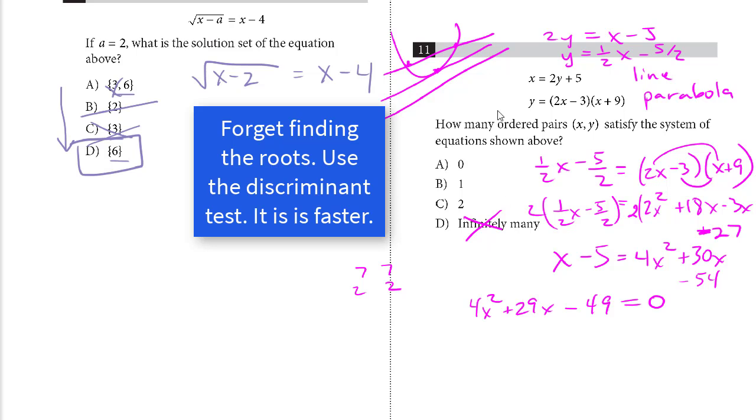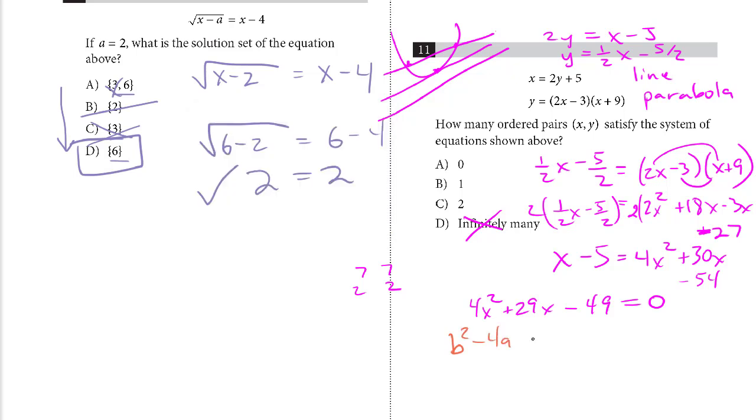Now that I have this boiled down to one quadratic equation, I'm actually going to just use my discriminant test to check if I have 2, 1, or 0 real roots. So I'm going to check b squared minus 4ac to see if it's greater than 0, equal to 0, or less than 0. We know that's respectively 2 real roots, 1 real root, no real roots.